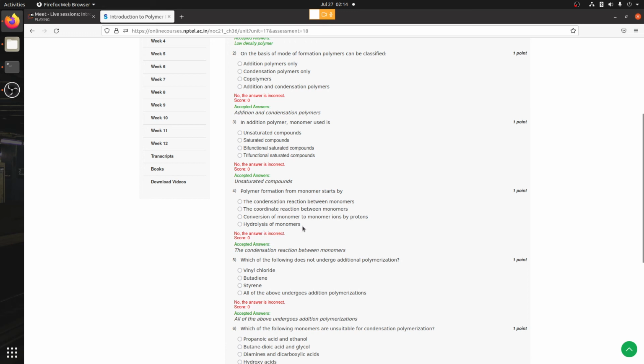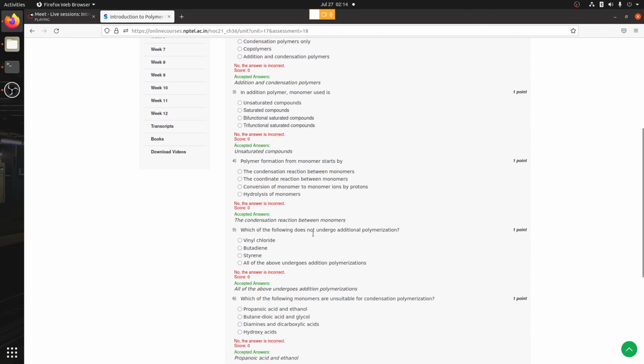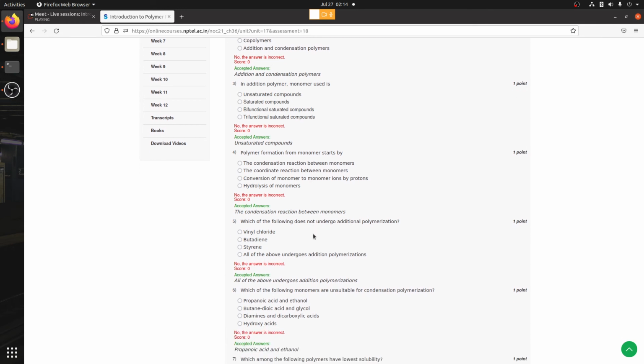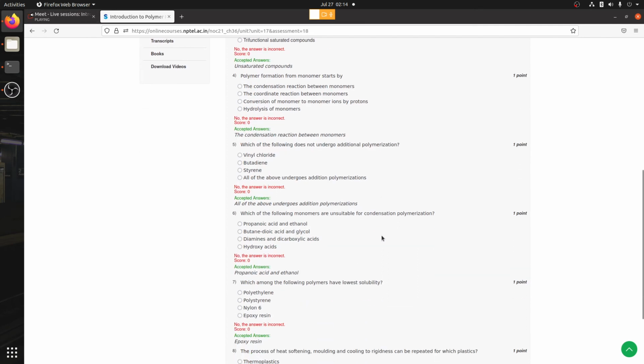So hydrolysis of monomers is not possible. Conversion to monomer ions is not feasible, because the bonds involved in forming polymers are mostly covalent bonds, not ionic bonds. Coordinate bonds are mostly not covalent bonds, and so the most appropriate option in this case is the condensation reaction, right? Okay. Again, all of the above, because yeah.